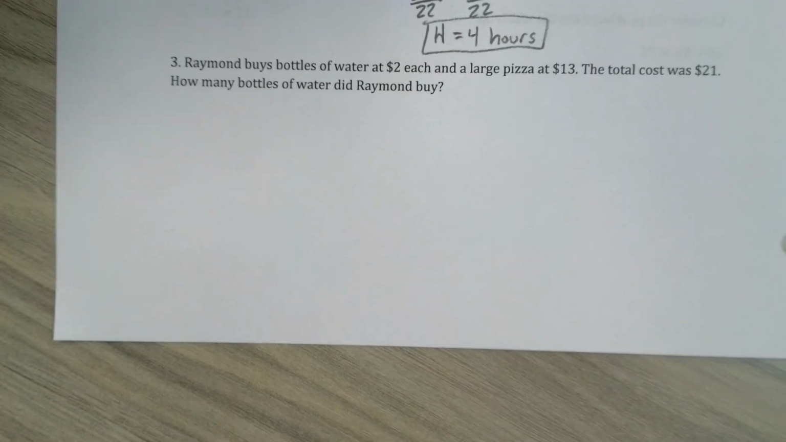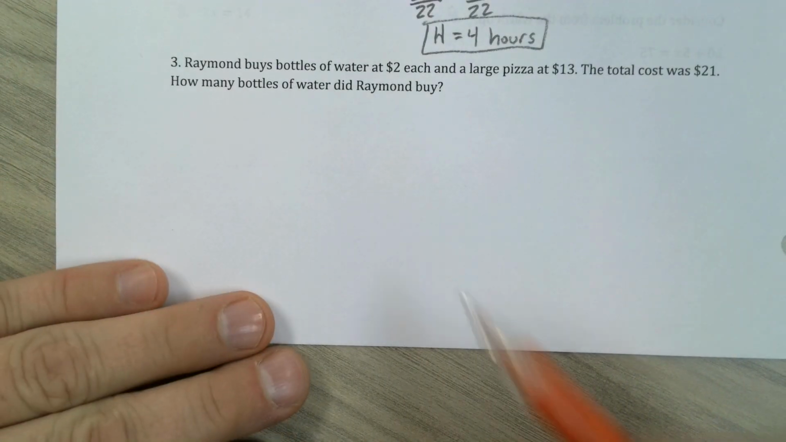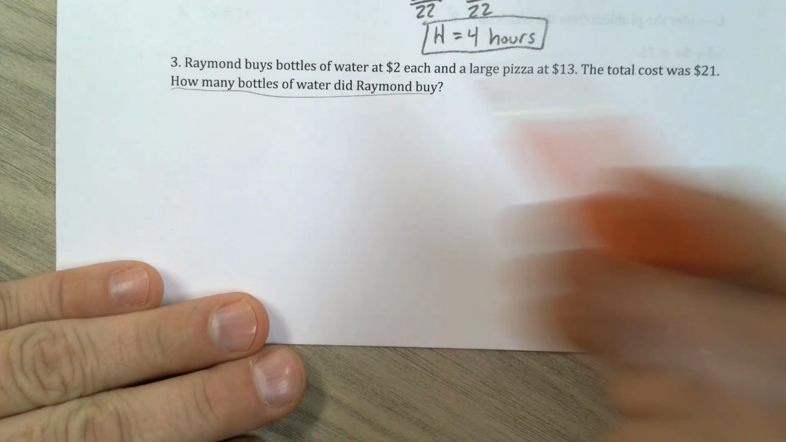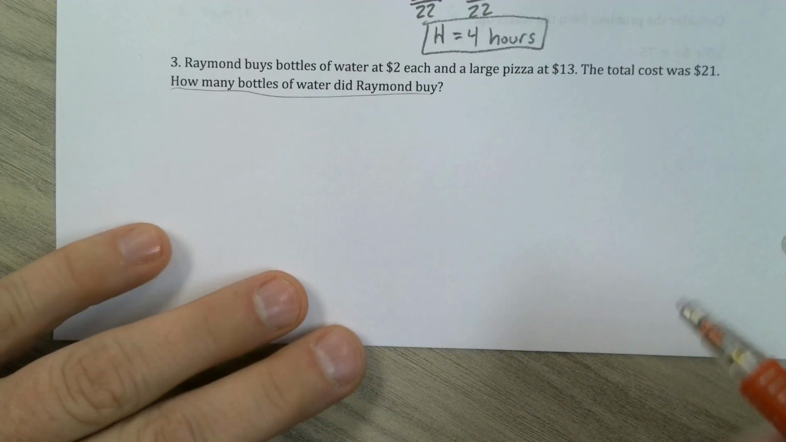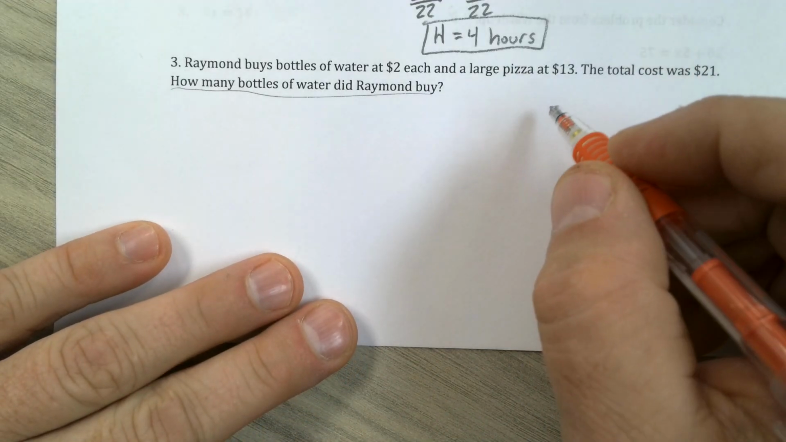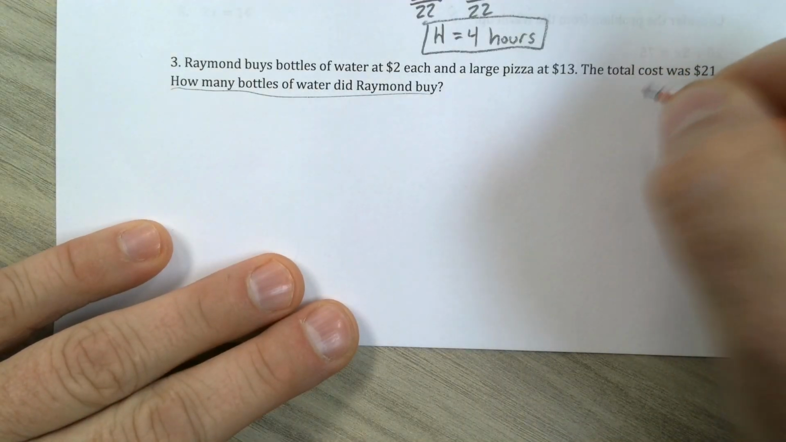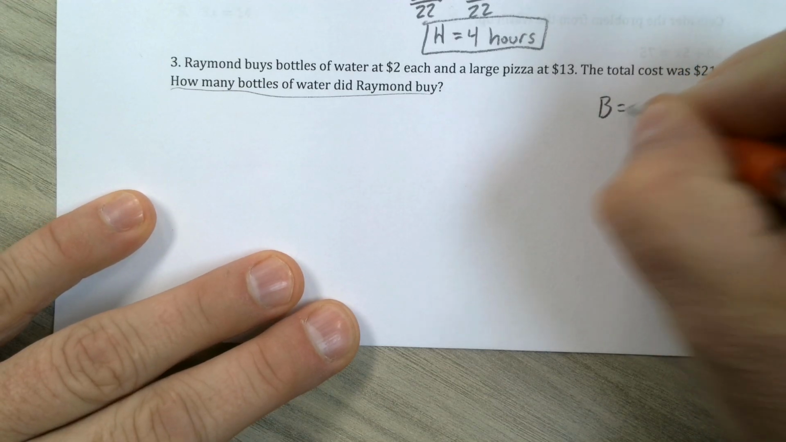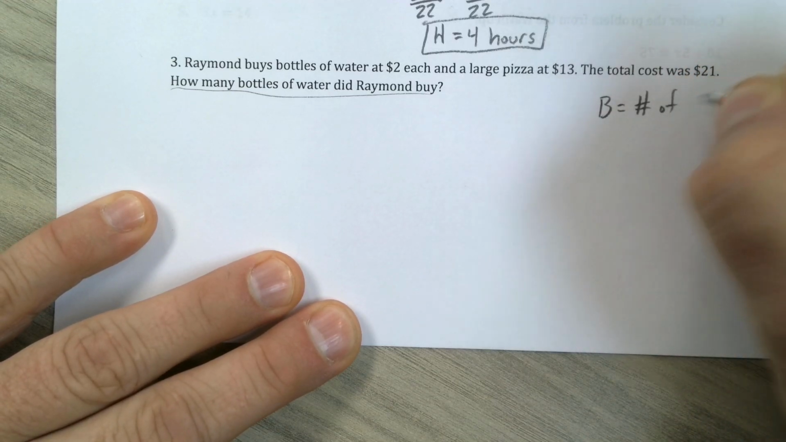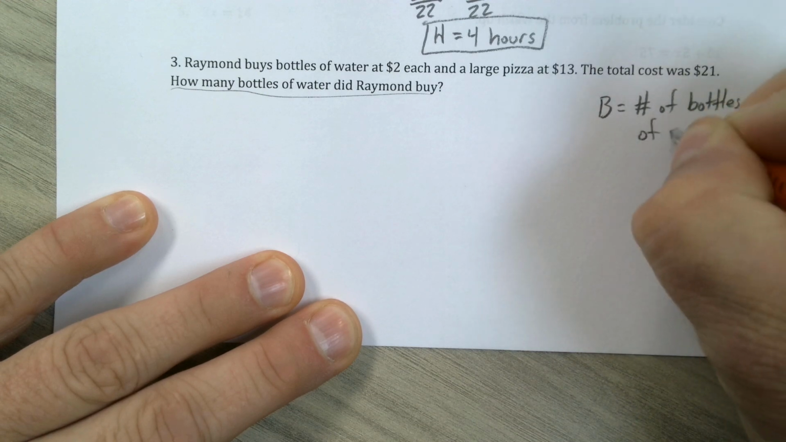All right, let's take a look at the last one. So for this last problem here, we are looking at how many bottles of water did Raymond buy? So we're trying to find that. And so we'll do, I don't know, let's use B. B is the number of bottles of water.